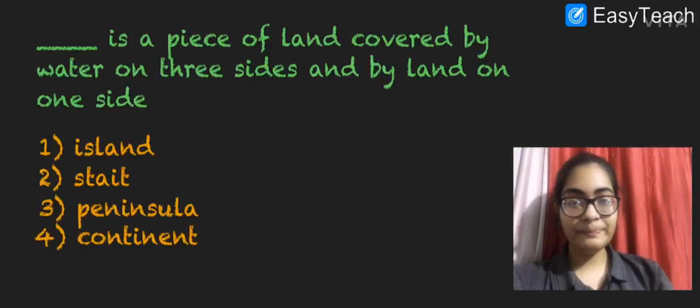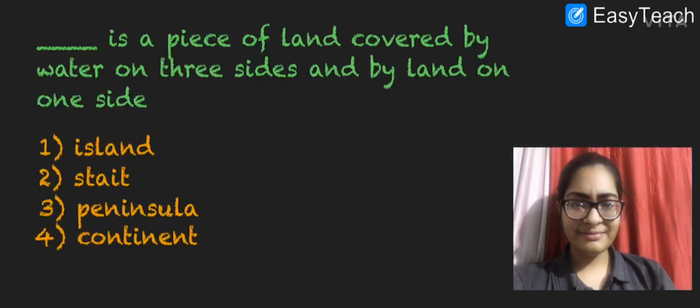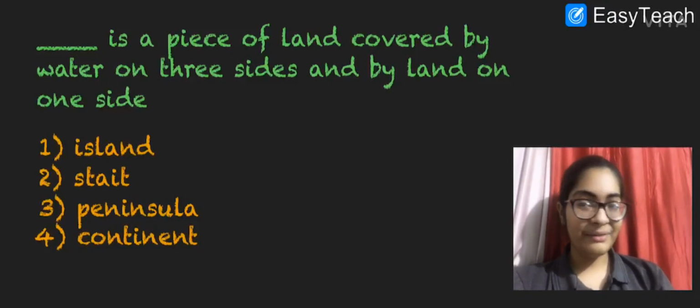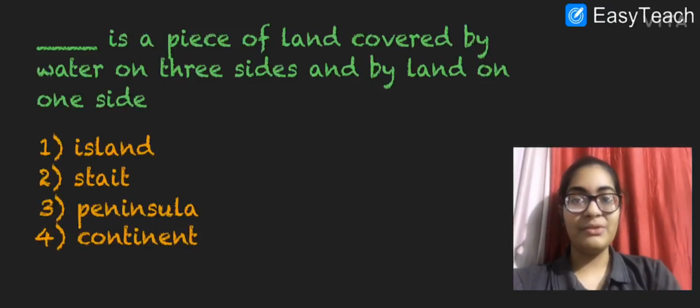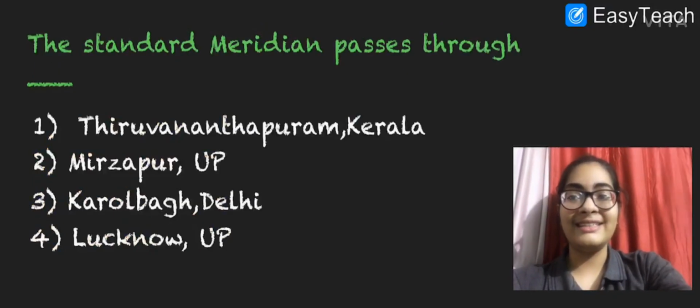Island क्या होता है? Covered by water on all sides. Strait. Do you think it's straight? No. It is peninsula. Yes, absolutely right. Most of you got that right.